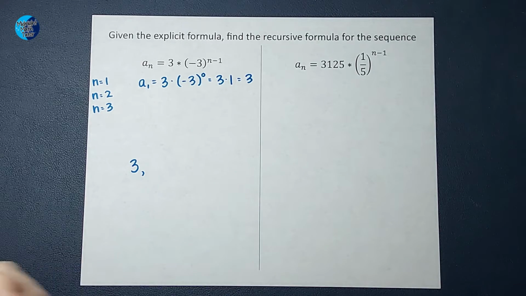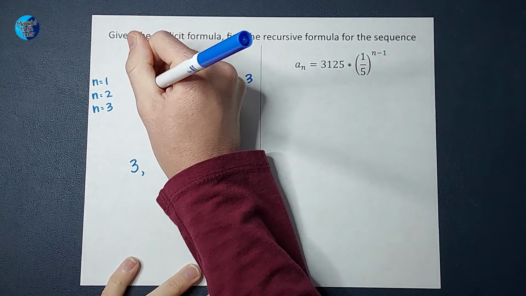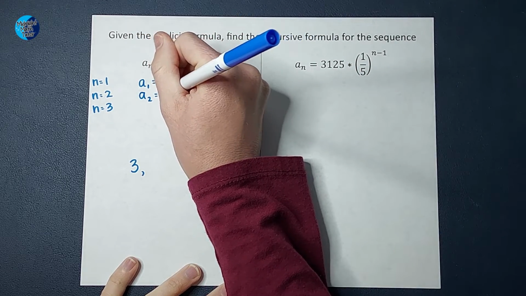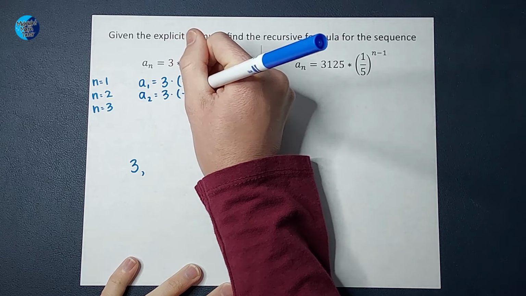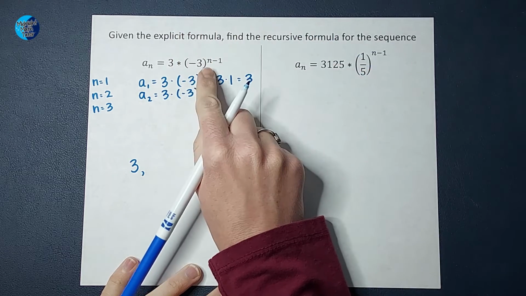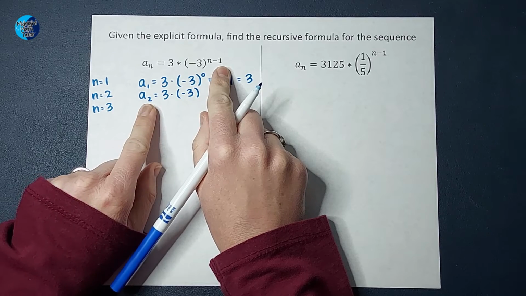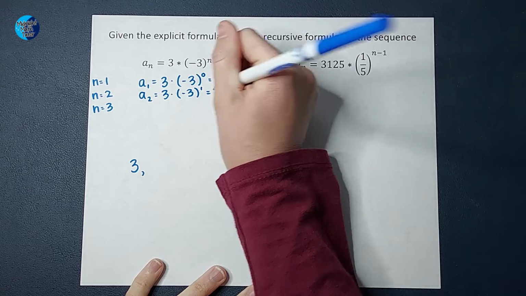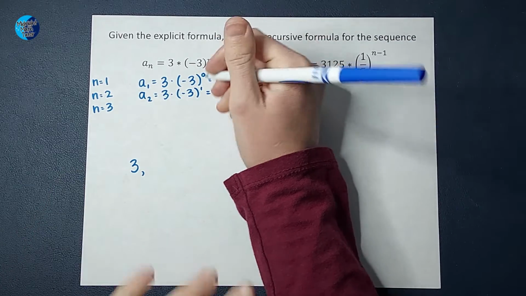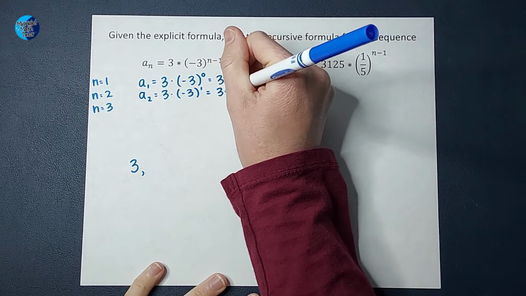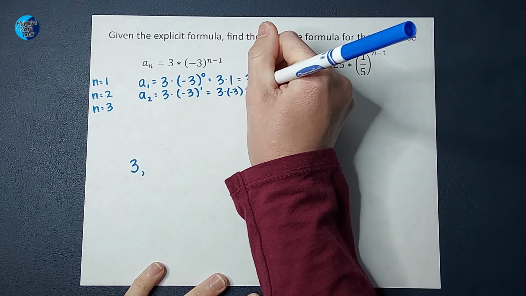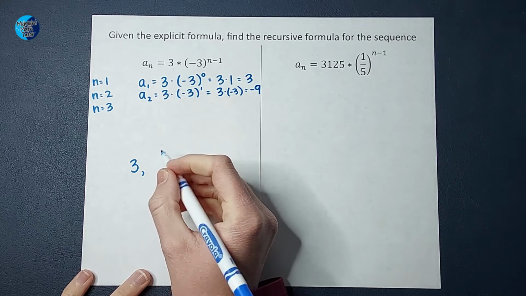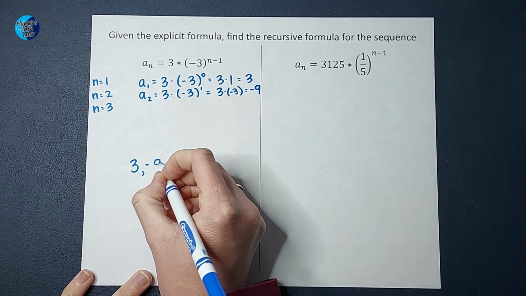Woohoo! Let's find the second number now. A sub 2 is going to be equal to 3 times -3 to the power of n minus 1. We're plugging in 2 for n, so 2 minus 1 is 1. And -3 to the first power is just -3. So we've got 3 times -3, which would give me -9. So the next number in my sequence is -9.